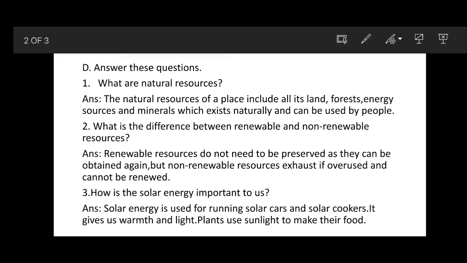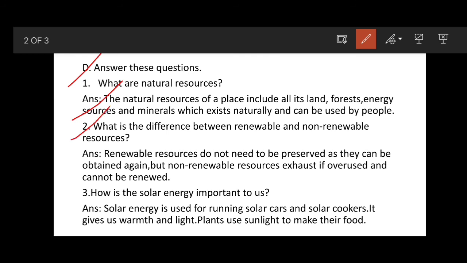Next, D. What are natural resources? The natural resources of a place include all its land, forest, energy sources and minerals, which exist naturally and can be used by people.